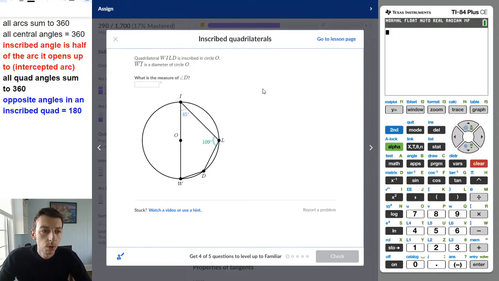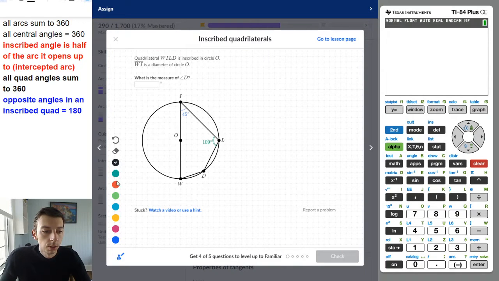So this example, quadrilateral WILD, is inscribed in circle O. It says WI is the diameter. So remember that means that this arc right here is going to be 360 degrees, or sorry, 180 degrees. So I know that information here, this arc right here, I know has to be 180. So I'm just going to label some information as I go, even if I don't end up using it.